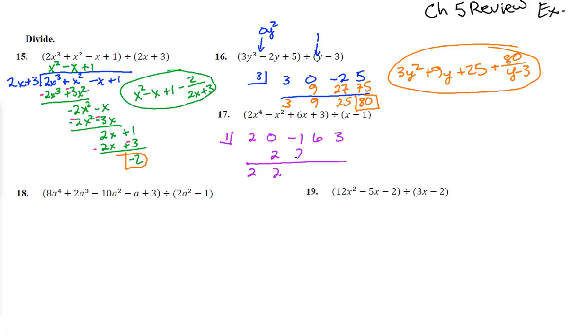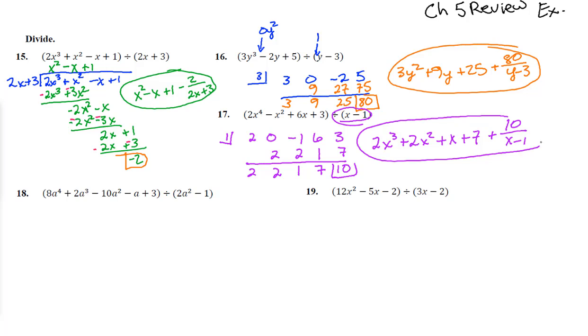1 times 2 is 2. Negative 1 plus 2 is 1. 1 times 1 is 1. 6 plus 1 is 7. 1 times 7 is 7. 3 plus 7 is 10. There's our remainder. We used to be at an x to the fourth, so all these coefficients are x cubed, or x to the third, and go down. So the answer is going to be 2x cubed plus 2x squared plus 1x plus 7, and then we have plus the remainder over the original divisor right there, x minus 1.